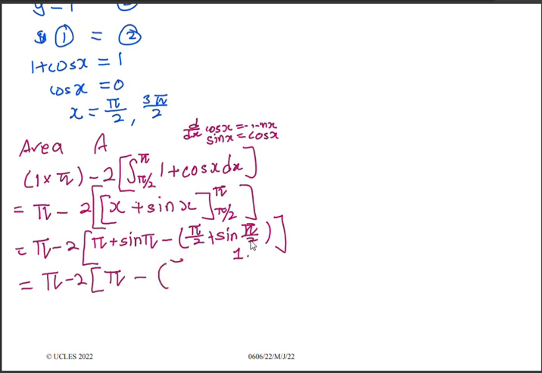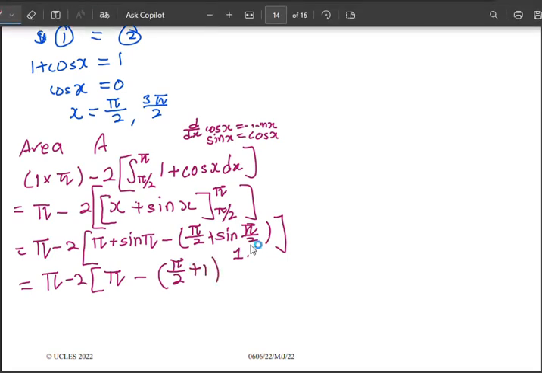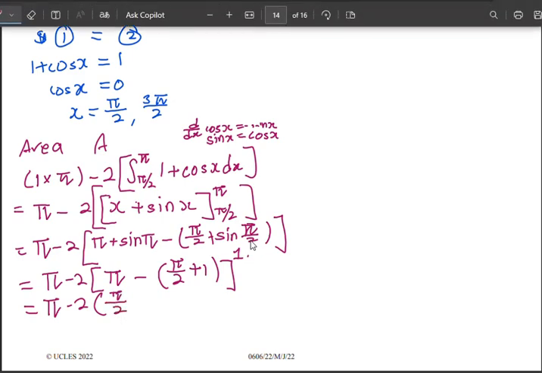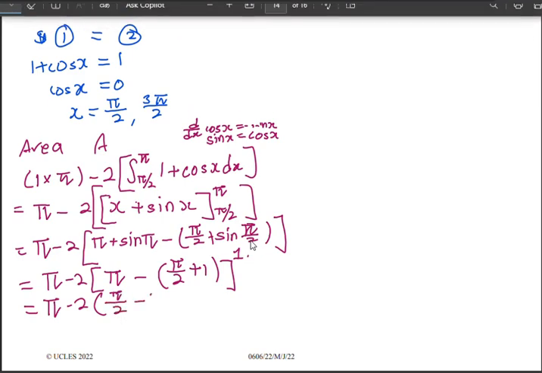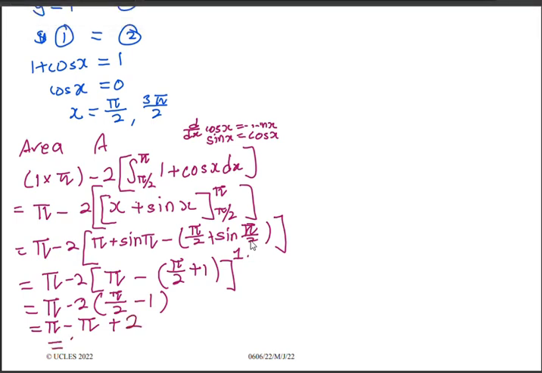So just put it as pi over 2 first. Pi over 2 plus 1. Hold on, sine 180 should be 0. Let me just make sure. Yeah, 0. So eventually you will realize that you will get pi minus 2. Pi minus pi over 2 is pi over 2. And then minus 1. Simplify. Pi minus pi plus 2. So you'll get 2 units. So this is for area A.